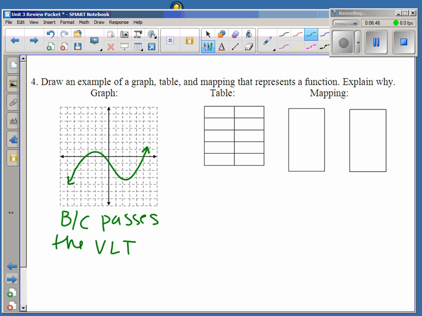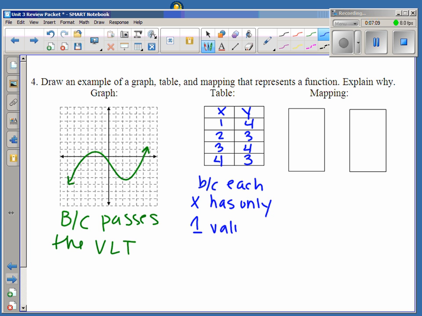Right, a table we learned is each x. The definition of a function is that each x has at most 1 y. Okay, so that means that none of my x's can repeat in the table, but it does not matter if the y's repeat. So this is a function because each x has only 1 y. Or in other words, the x's don't repeat.